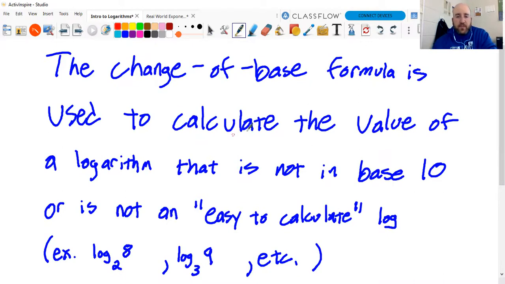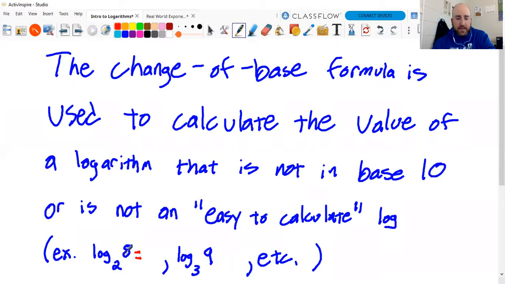All right, the change of base formula is used to calculate the value of a logarithm that is not in base 10 or is not an easy to calculate log. Well, we just talked about base 10. When it's in base 10, we could just punch it in the calculator. I know we did a log base of 100 and came up even, but even if you're asked to do log of 73, you literally just punch in log of 73 and hit equals. Or it's not an easy to calculate log. When I say easy to calculate, I'm talking about a base that is not 10, but it's something we can kind of do in our heads.